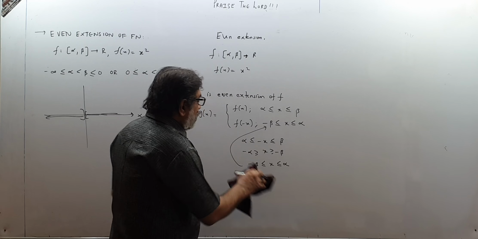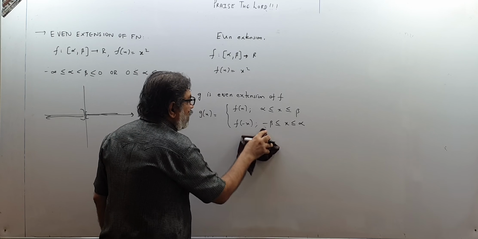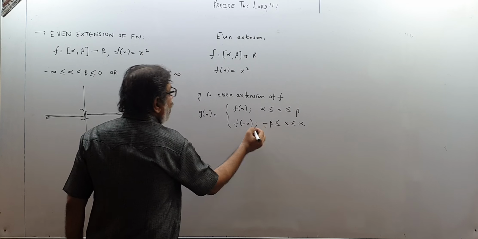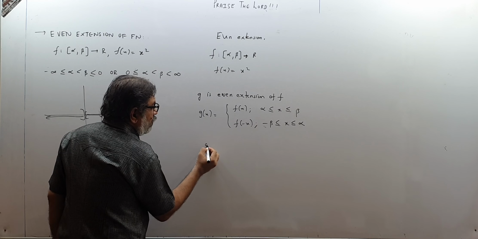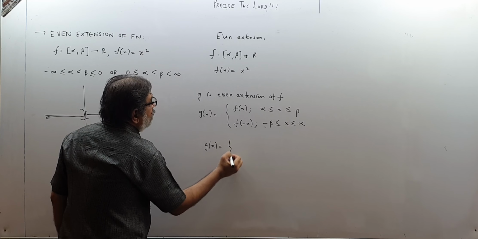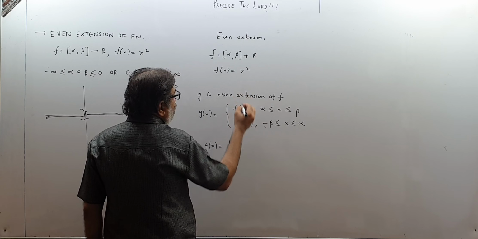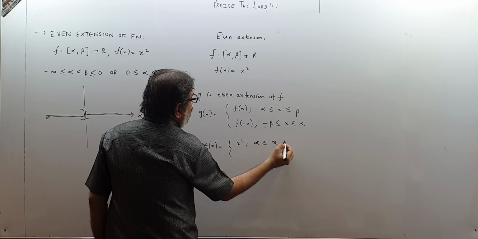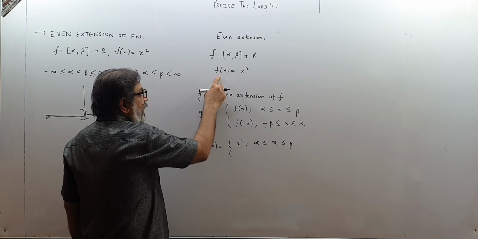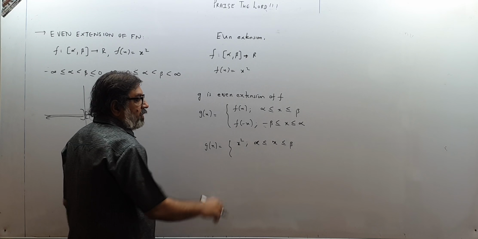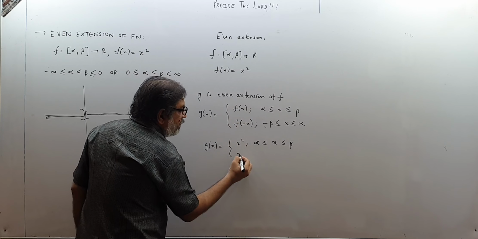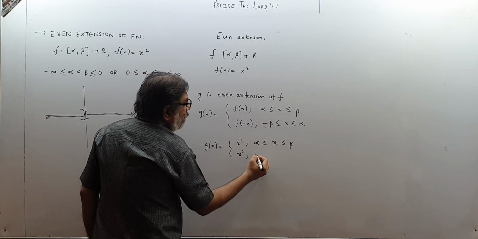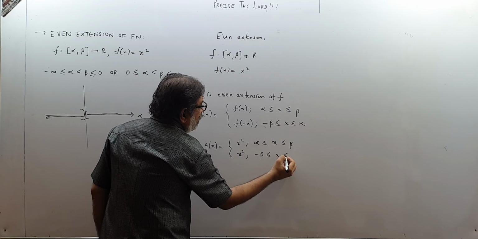So this way we get the even extension, and now if I want the even extension of f(x) equal to x square, so g(x) will become equal to x square where alpha less than equal to x less than equal to beta, and minus x wherever there was x. So this will become minus x whole square, means x square only, and here it will be for minus beta less than equal to x less than equal to minus alpha.